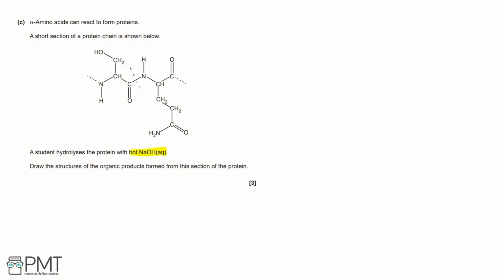or sodium hydroxide. And what we produce is our first structure where we keep everything the same except we're adding a hydrogen onto our NH, and then we're going to have a carboxylate ion, so O-, and we need to pair this with an Na+. So that's our first structure.